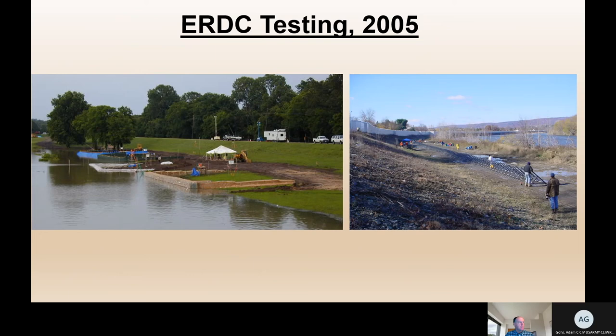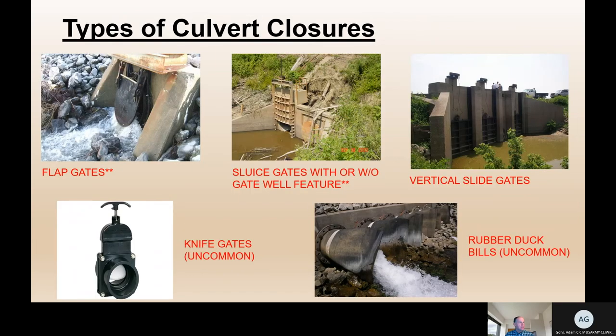Different kinds of culvert closures: flap gates and sluice gates are the most common. The others are less common. Vertical slide gates are also very common. This is the highest number of closures in the inventory by far.